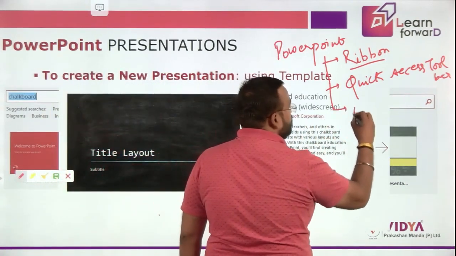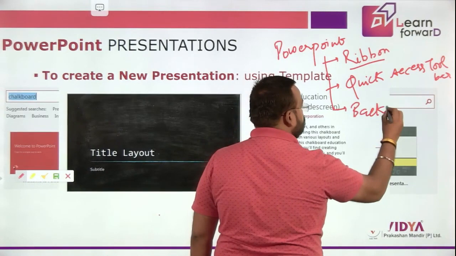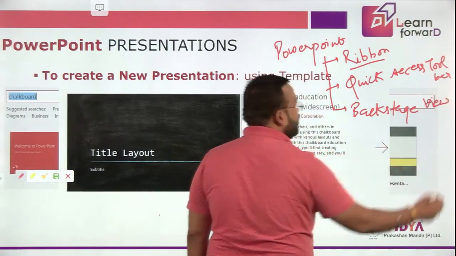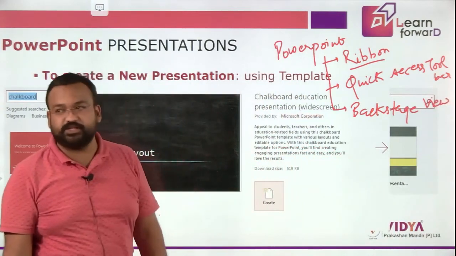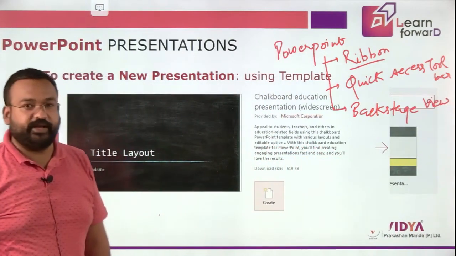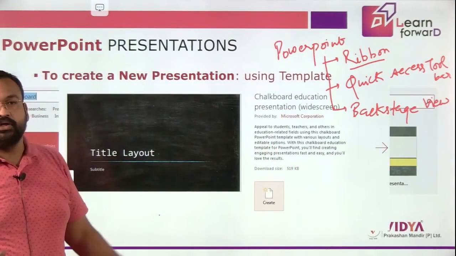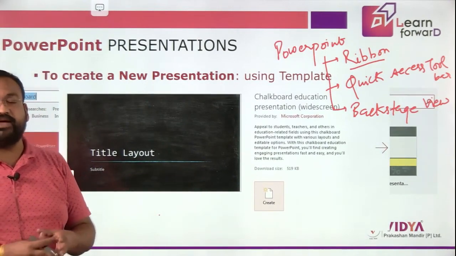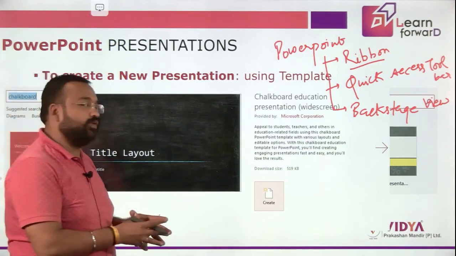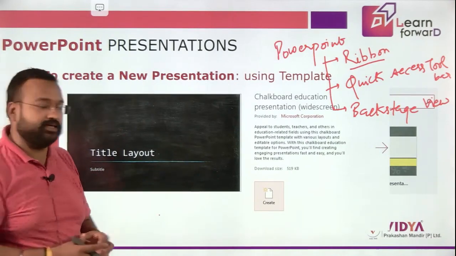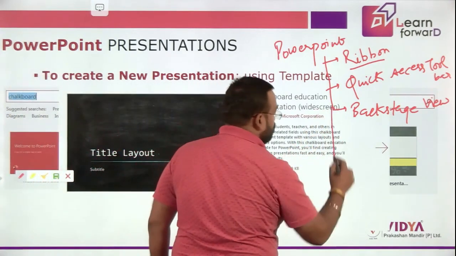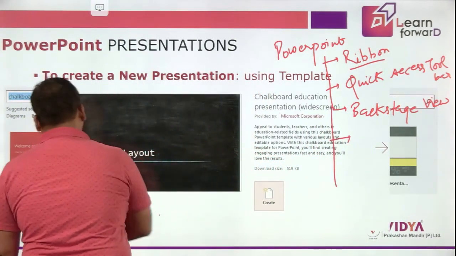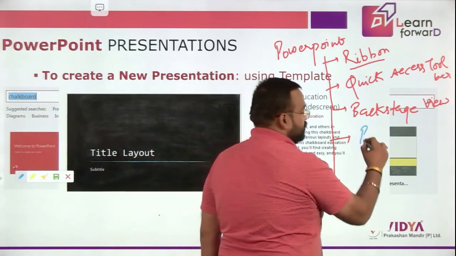Then we have seen the Backstage view. The Backstage view is just displaying the information about the presentation that we have created. It displays who the authors are, who modified it, when it was last modified, and when it was created. All this information is populated in the Backstage view. Then we have seen how we can start or create our presentations.